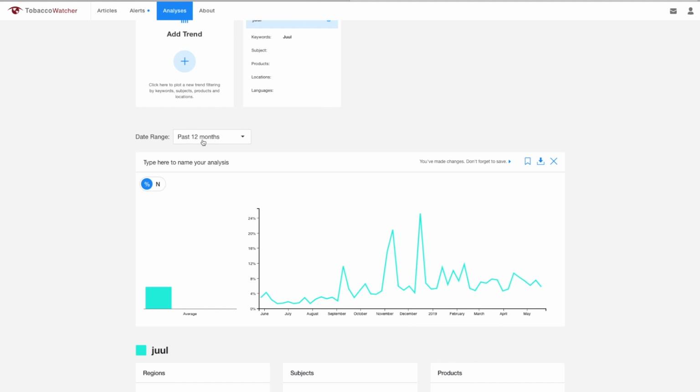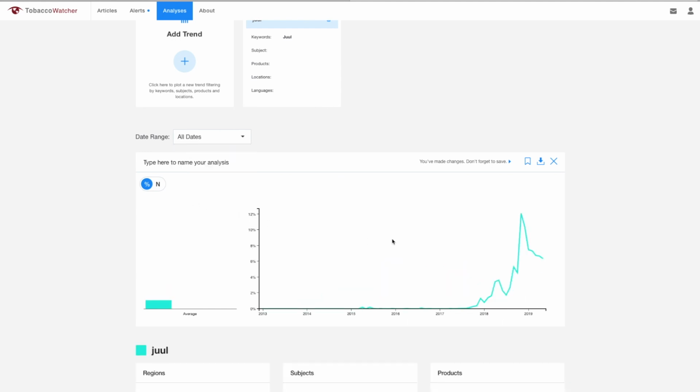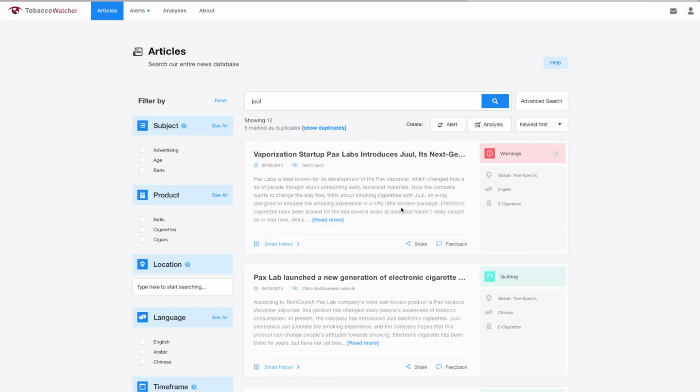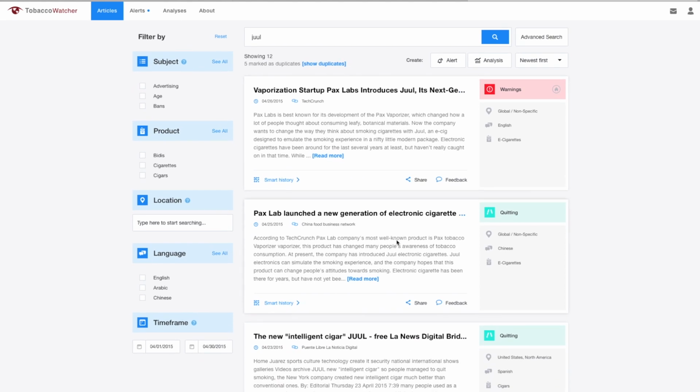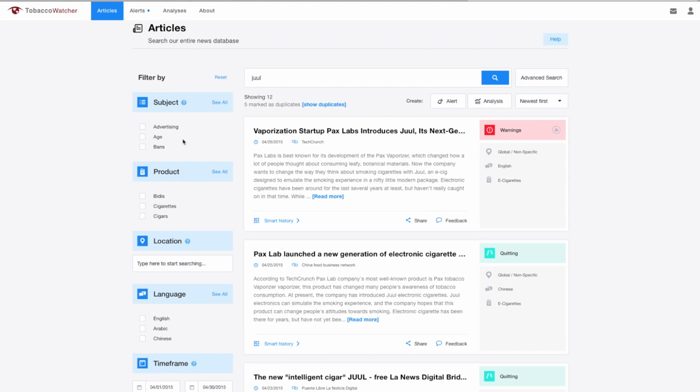We can also expand this to cover the entire history of Tobacco Watcher. Here we can actually see the rise of Juul happening in late 2017, but we also can see some early indications where articles are talking about a product called Juul. Let's look at one of those. So here we can click through Tobacco Watcher to see those articles from April of 2015. And we see Pax Labs is introducing a product called Juul. So now we can get the entire history of Juul e-cigarettes.